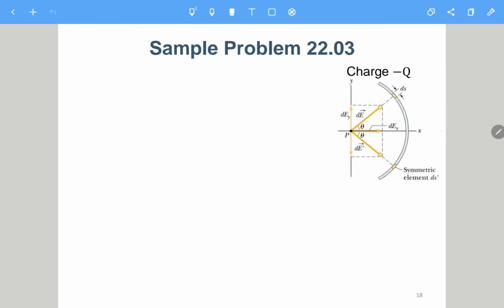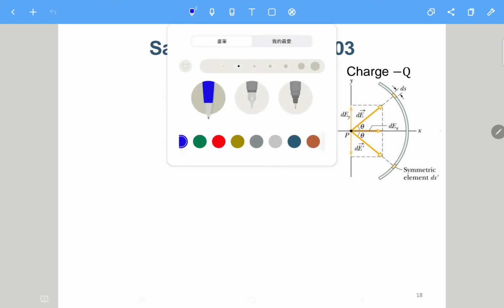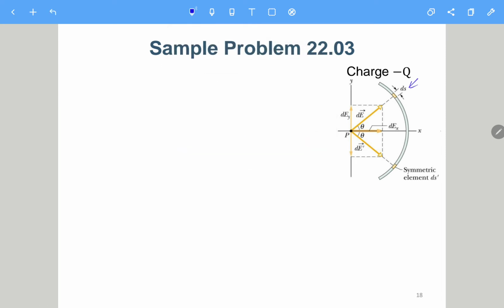Okay, so let's see. Similar to the whole ring, we also separate this arc into many small segments, just like this one is ds, and of course on this segment we have a small amount of charge dq.